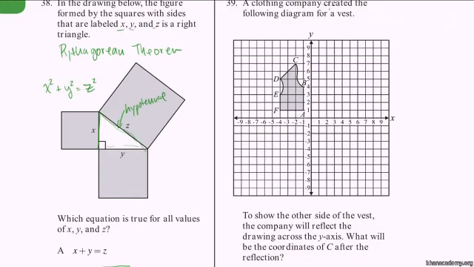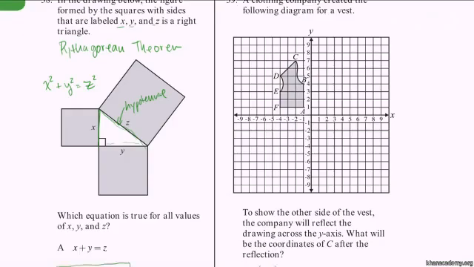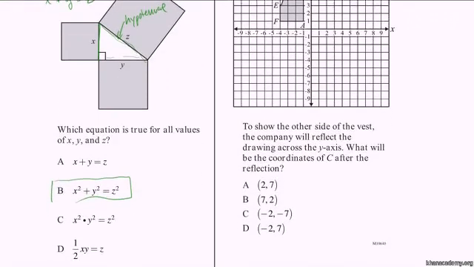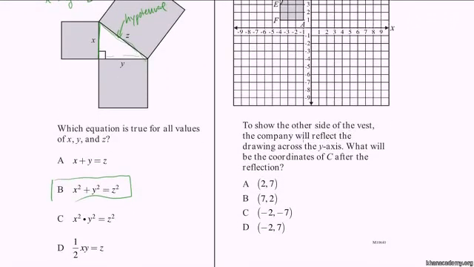39. A clothing company created the following diagram for a vest. So I guess this is somehow a vest. Maybe it's half of the vest, because I don't see how I could put that on me. To show the other side of the vest, the company will reflect the drawing across the y-axis. What will be the coordinates of C after the reflection?